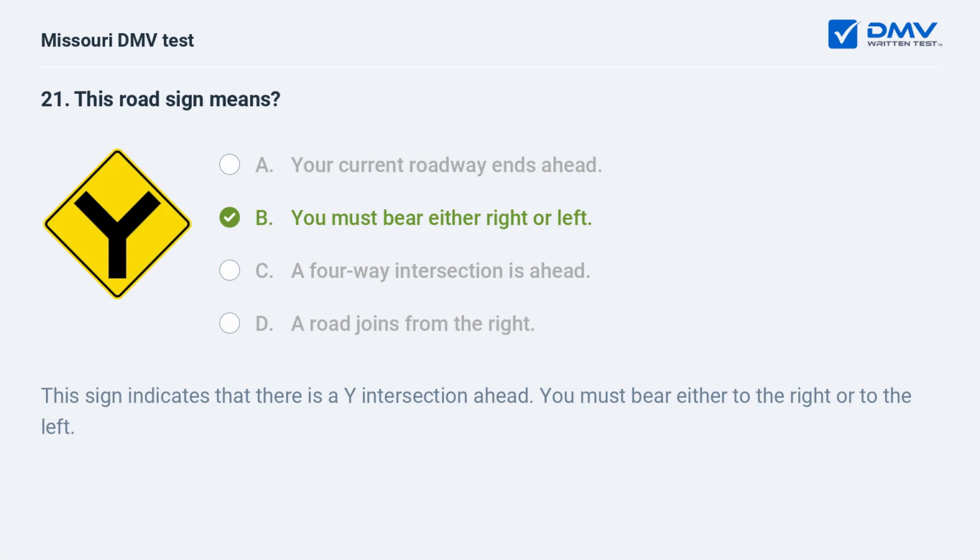B. You must bear either right or left. This sign indicates that there is a Y intersection ahead. You must bear either to the right or to the left.